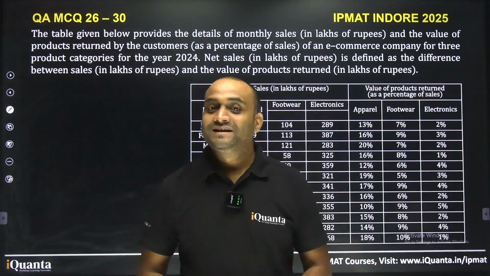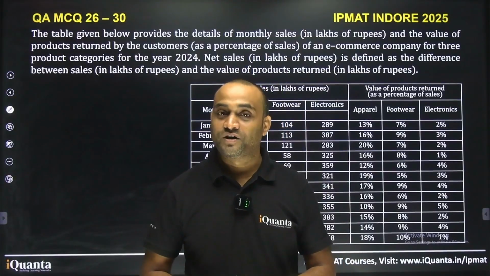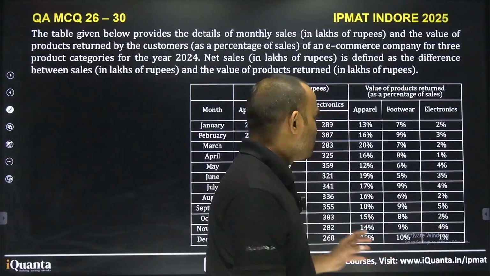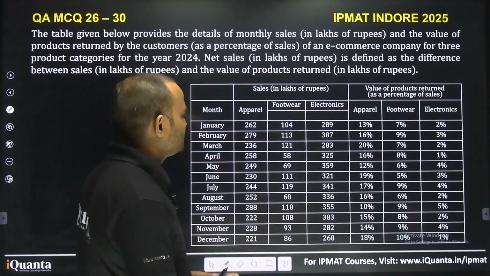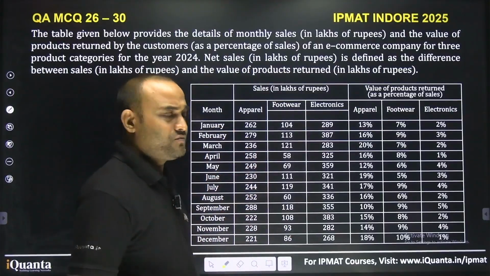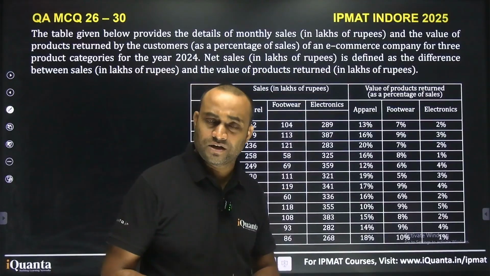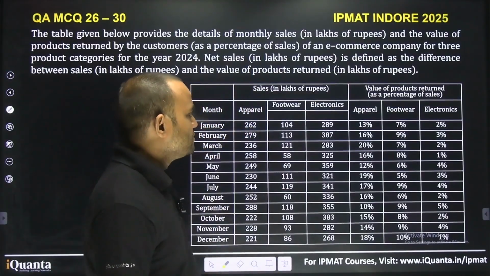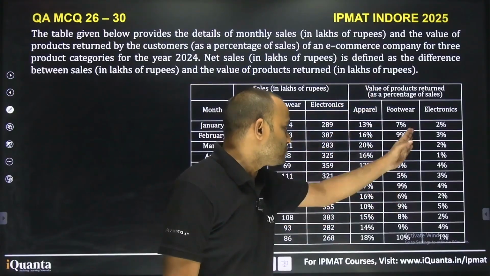Hi students, let's discuss the DI set from IPMAT Indore 2025. Now as you can see, a big table is given with lots of percentage values, lots of random values, and this set is very calculative. But if you look closely, all of the percentage values in each column are very close to each other.